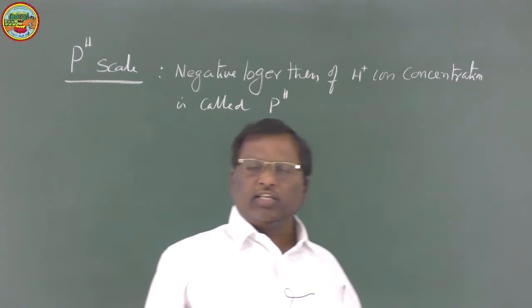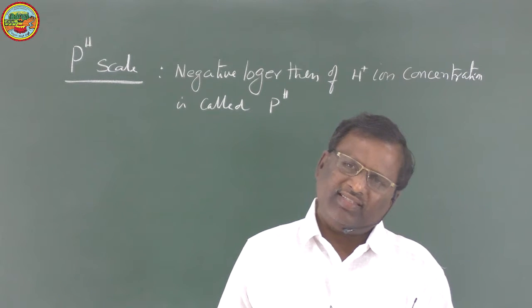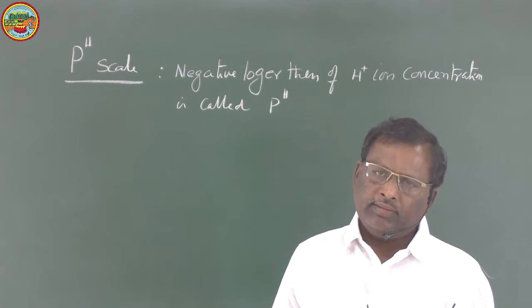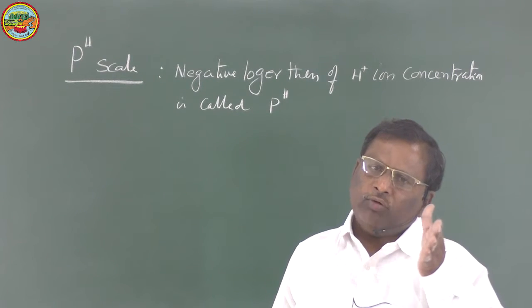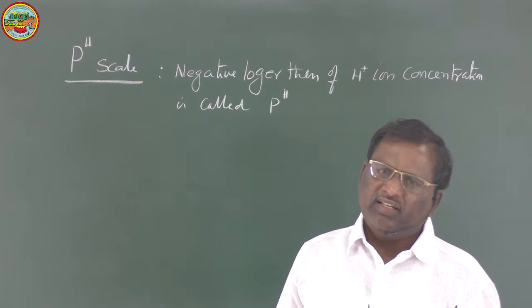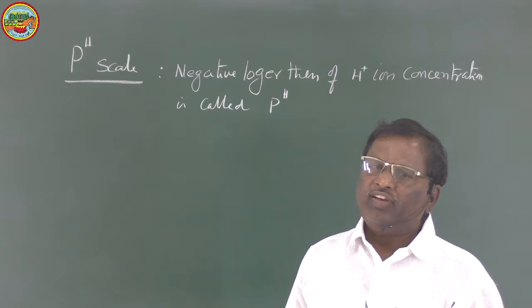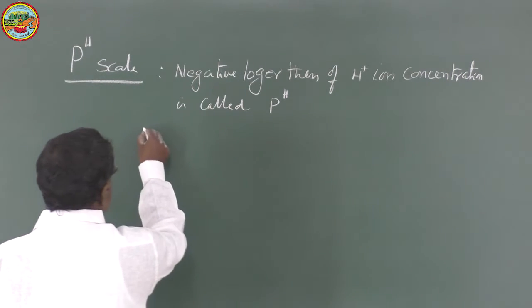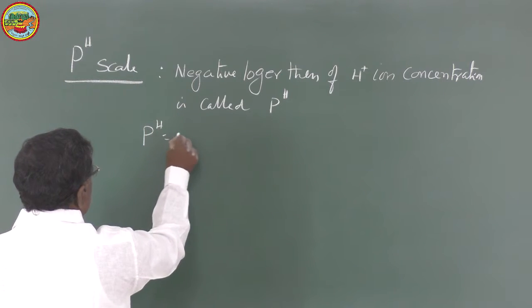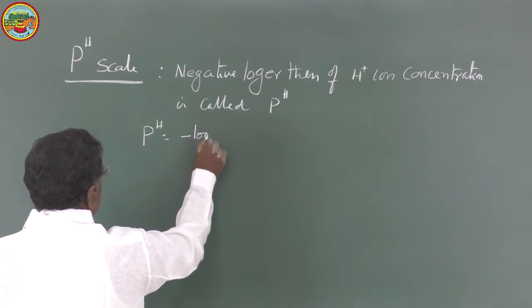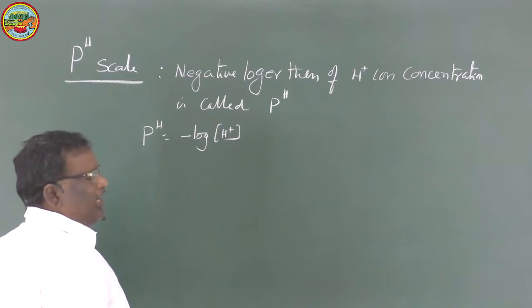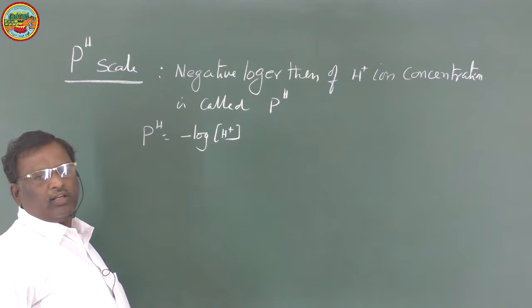So P.L. Sorensen proposed a new scale known as the pH scale. According to this, the negative log of H plus ion concentration is considered as its pH. Mathematically, we can express it like this: pH is equal to minus log concentration of H plus ion.